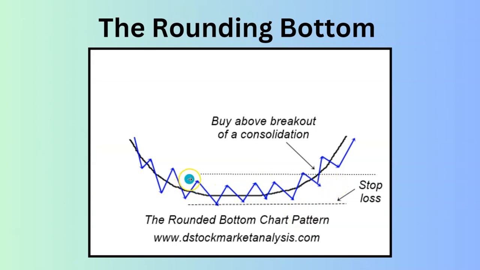So there will be a sideways consolidation. You can actually draw the lines, the upper trend line and lower trend line, and just buy the stock when it breaks out above the upper trend line. You put a stop loss below the lower trend line and ride it higher.